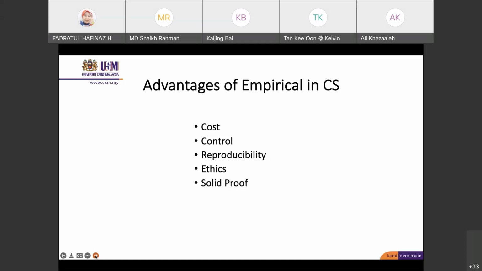Ethics. No ethics panel is needed before you run the experiment. We don't have to apply for ethical approval, unless your developed model needs to use data from the hospital, which involves patient names and patient IC numbers. That one you still need ethical approval for. Anything that involves humans, you need some ethical approval.